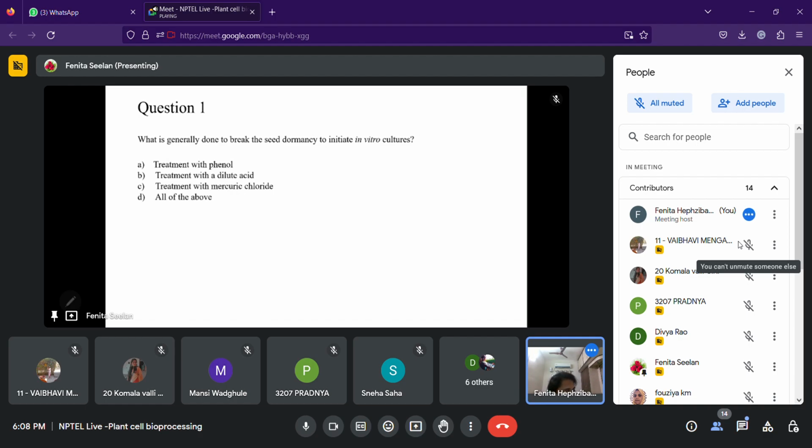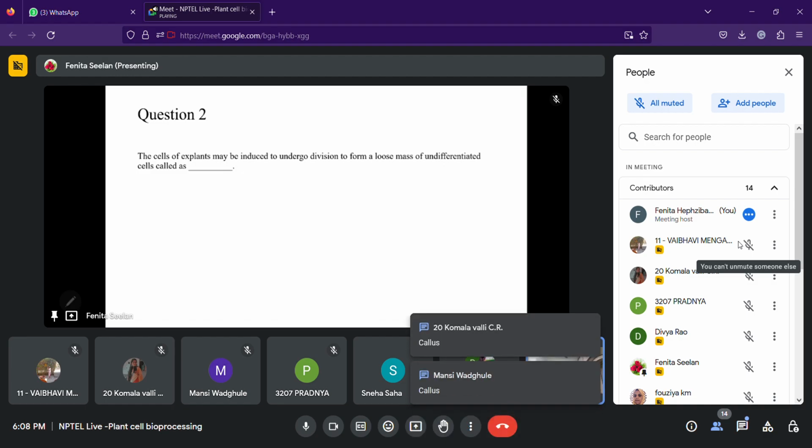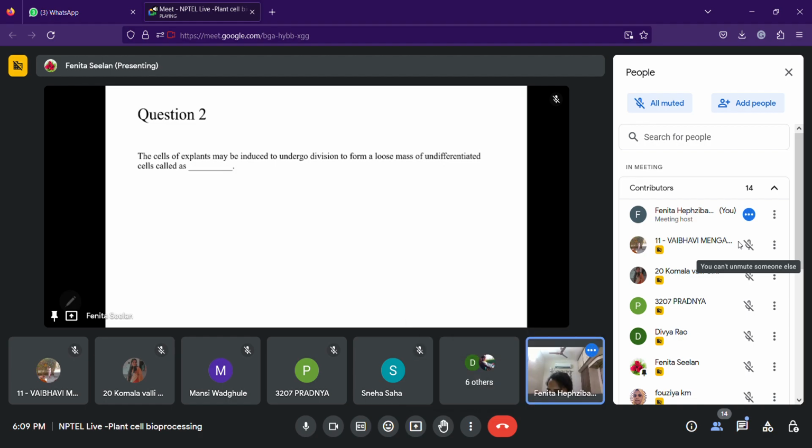So the next question is, the cells of explants which may be induced to undergo division to form a loose mass of undifferentiated cells are known as what? Callus. Yes, callus. Good. Komalavalli, good. Mansi, good. So it is called callus. And why do we call it callus? From where is that word adapted for culturing it in vitro?